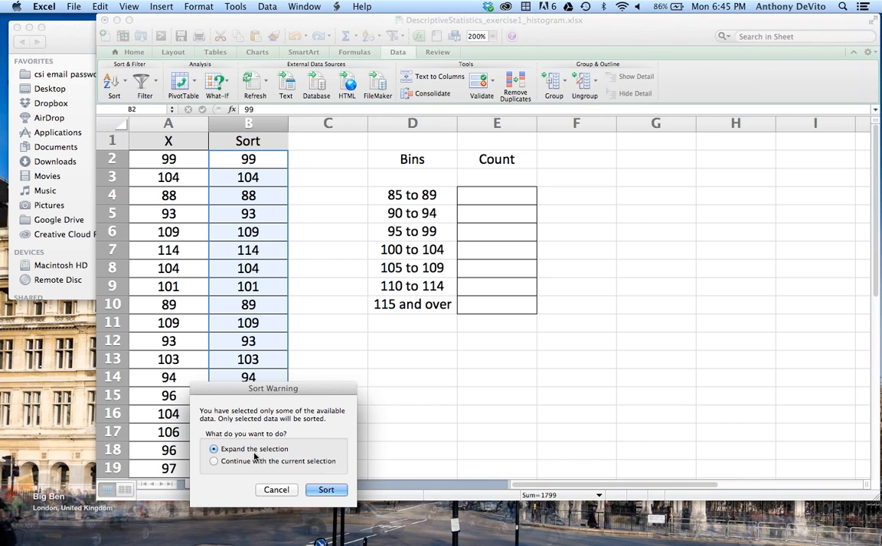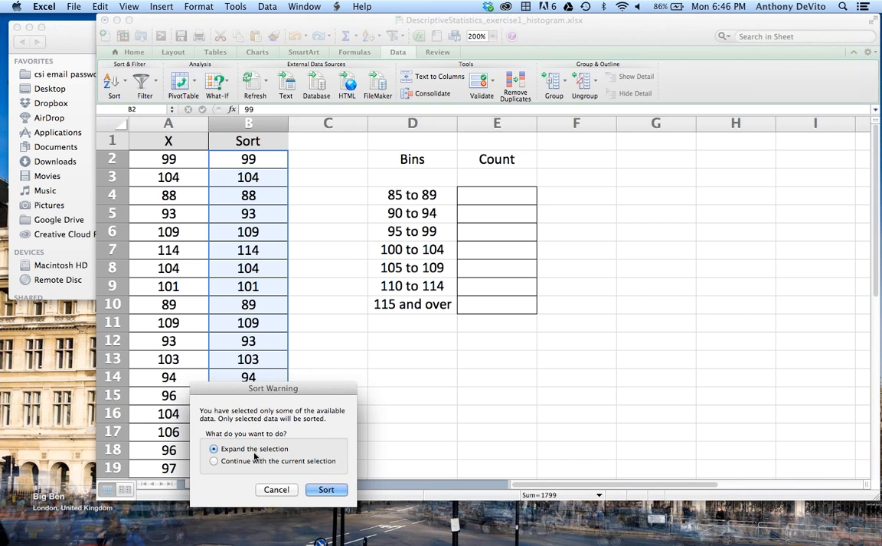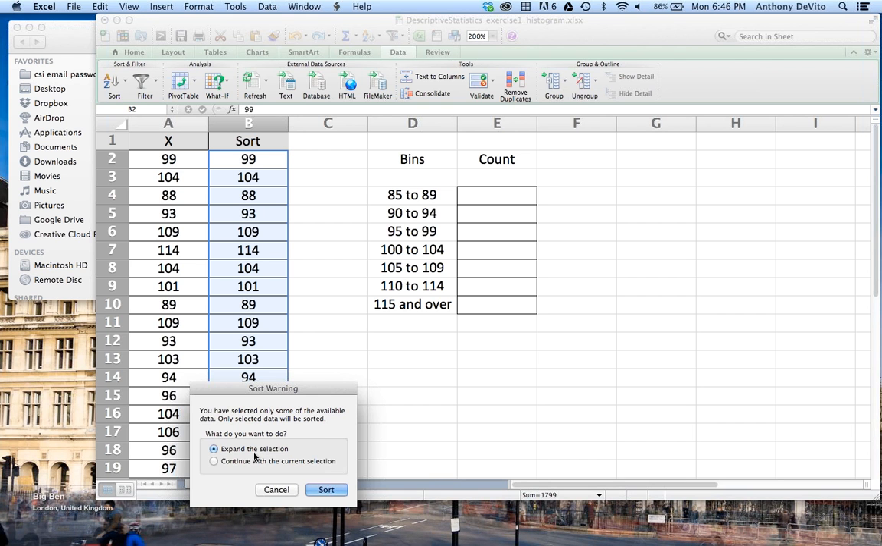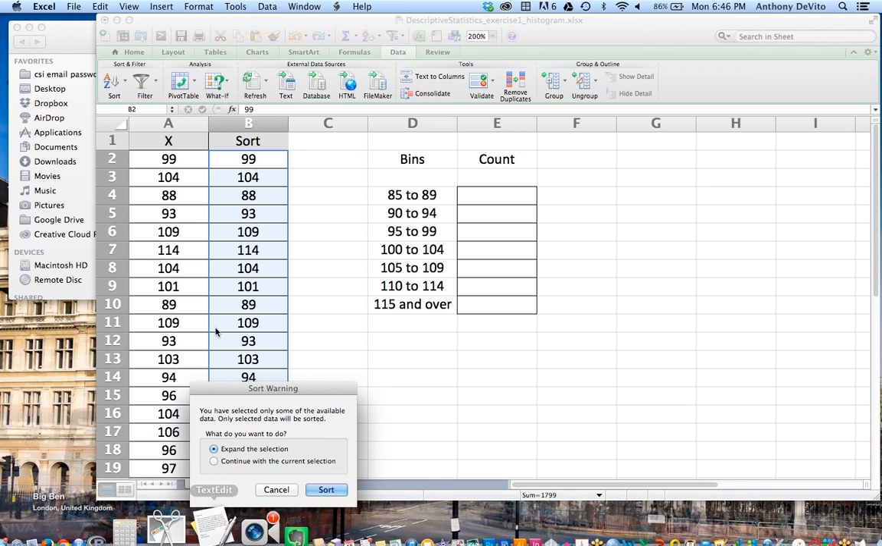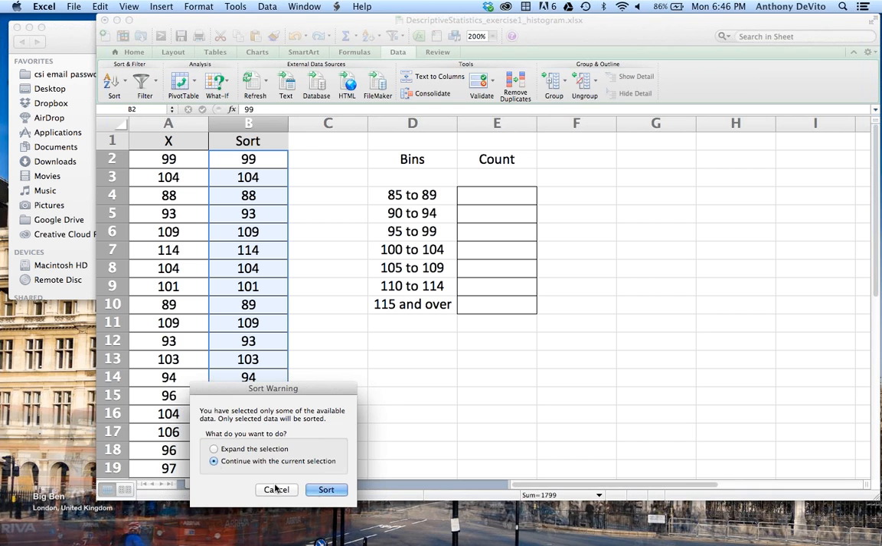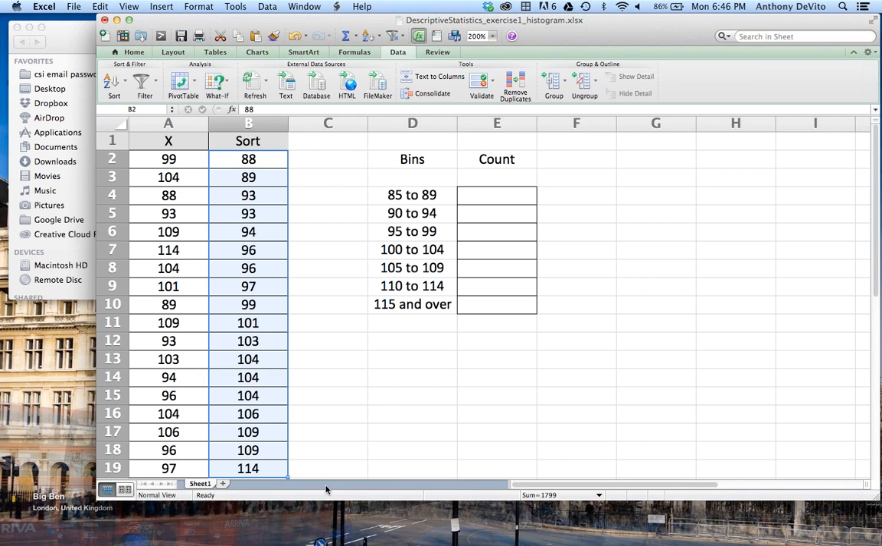Notice it warns me that if I do this, the numbers will not be paired with the numbers to the left of them. If this were a list of patient names and their blood pressures, they'd be all screwed up because they wouldn't be with the right person's name anymore. It asks if I want to expand to include the columns next to it. I don't want that. I just want to sort this one column, so I'm going to continue with the current selection and sort. It rearranges them from the lowest number to the highest number.